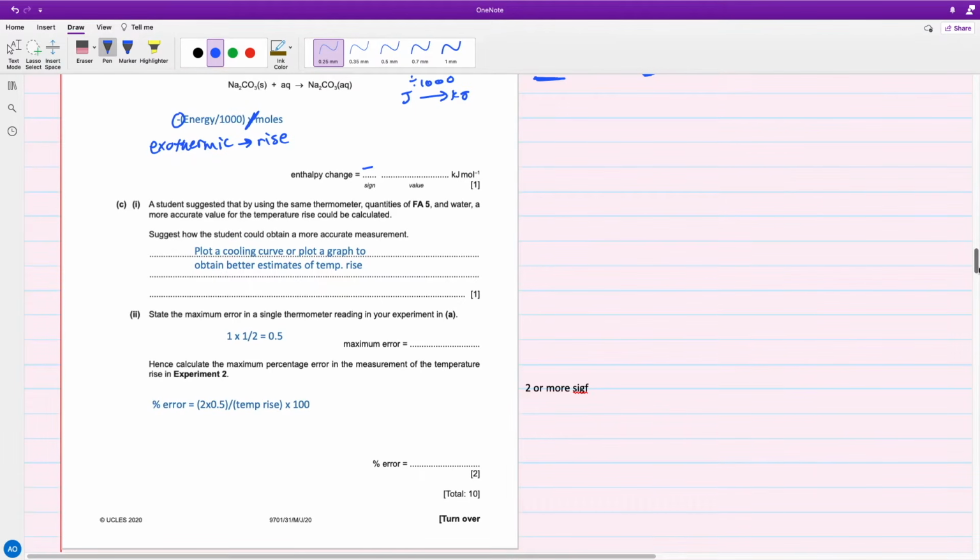You can improve the measurement of the temperature rise by plotting a cooling curve or a graph to obtain better estimates of the temperature rise. So you can, for example, you have your time here, you have your temperature.